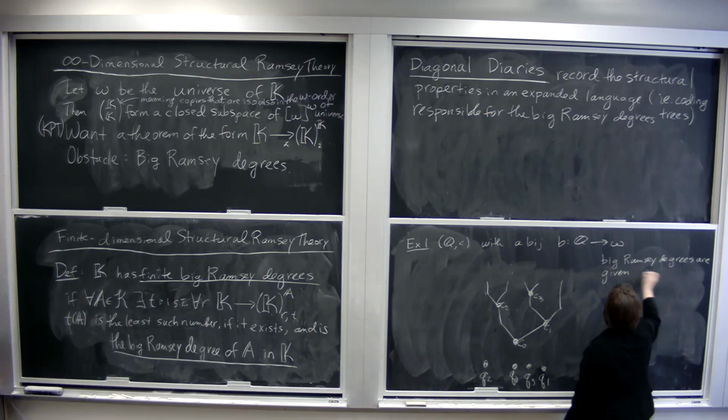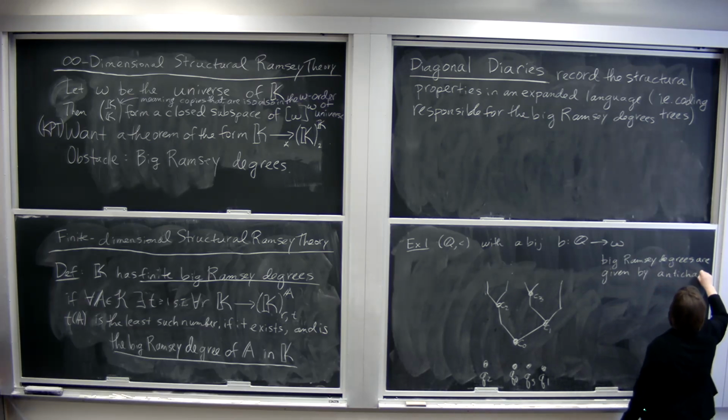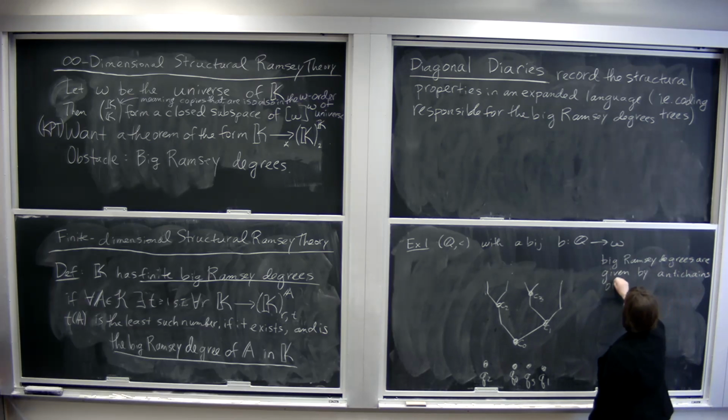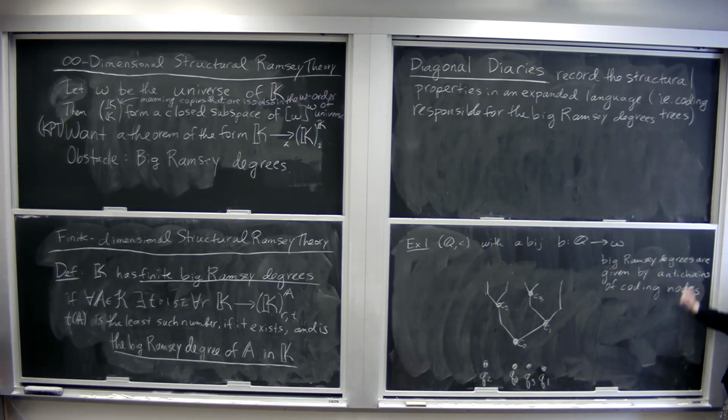Given or recorded by anti-chains of coding nodes. And the recording, or the record of how these appear in what order, is what we're calling the diagonal diary.